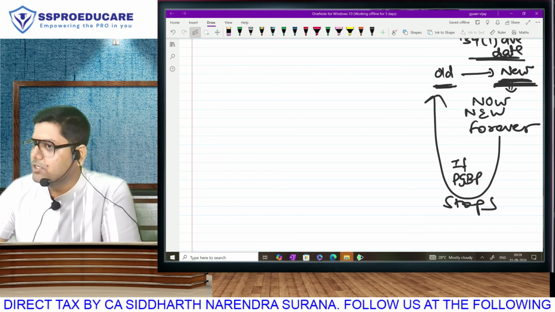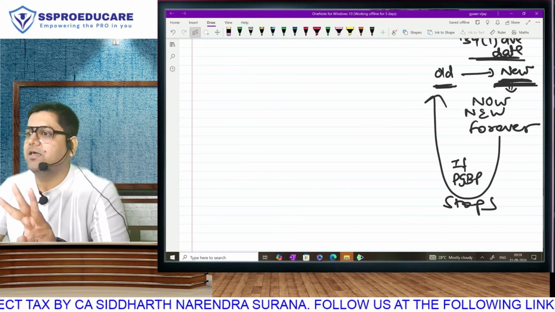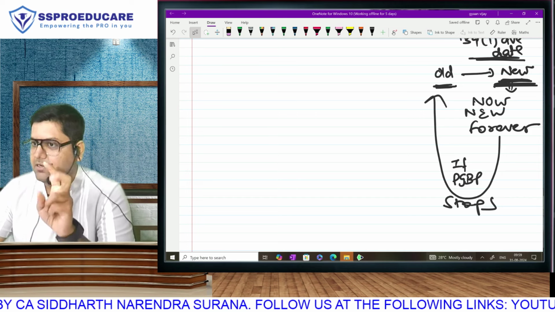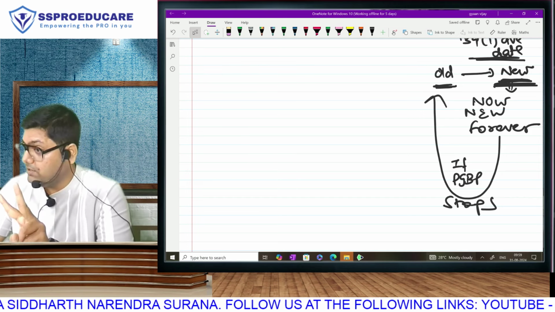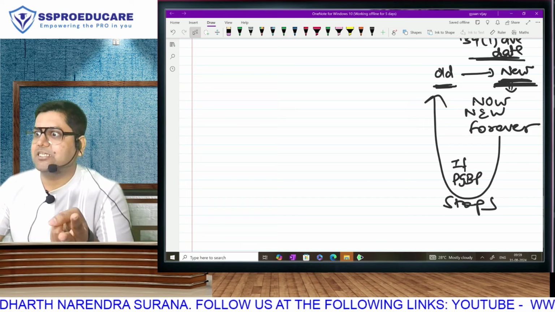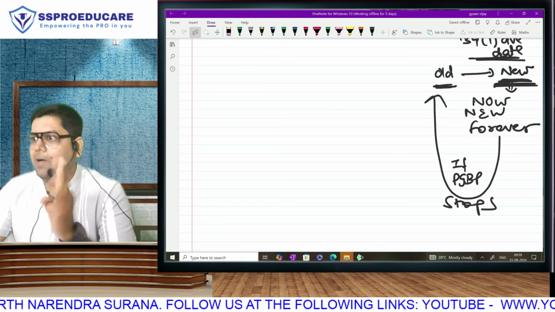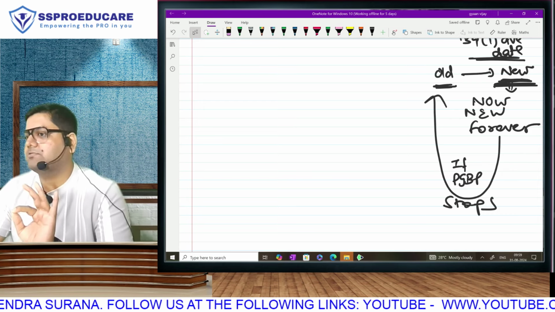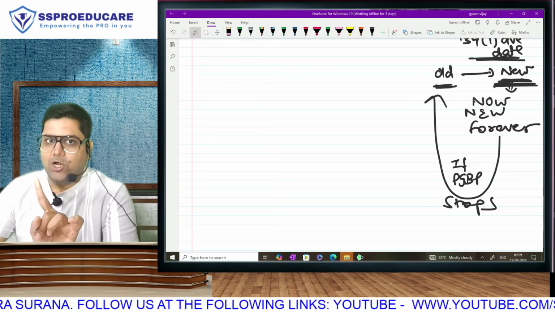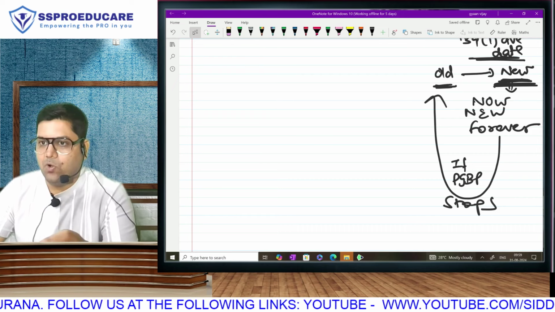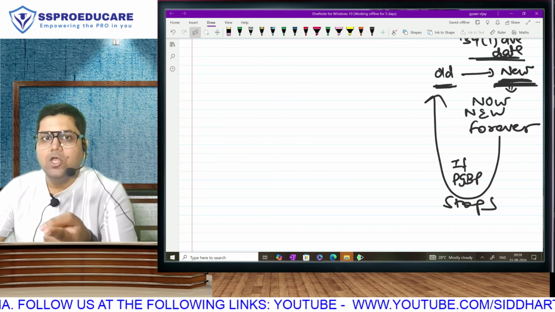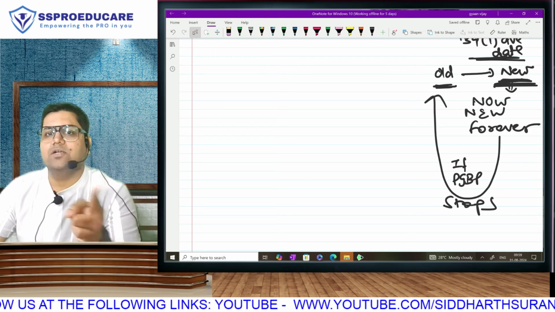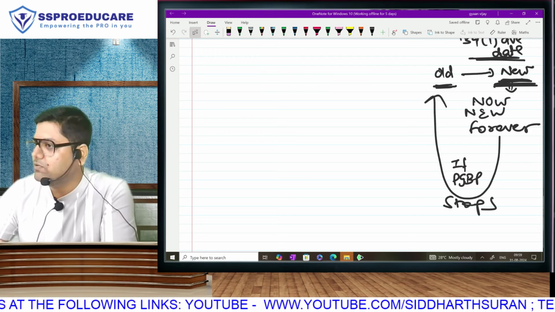Clear? So there are only three differences under 115BAC. First, resident and non-resident, both will get covered. Second, by default you will be in new, so for old you have to exercise the option before the due date. And third, about changing of option. Non-PGBP, year on year basis. PGBP, by default new, exercise option of old. So now you are in old. You want to come back, you come back to new. You can't go to old, but only if you stop PGBP, maybe we will know.